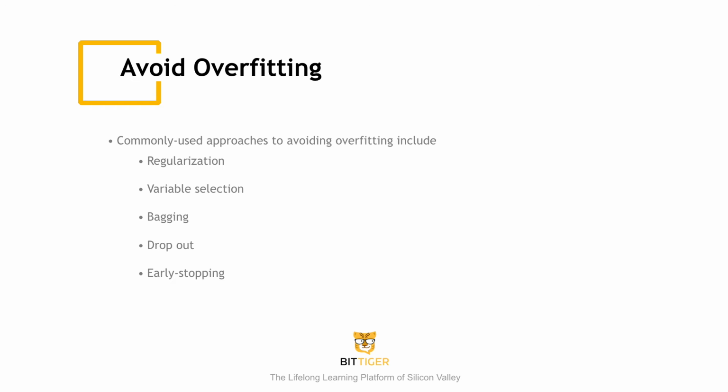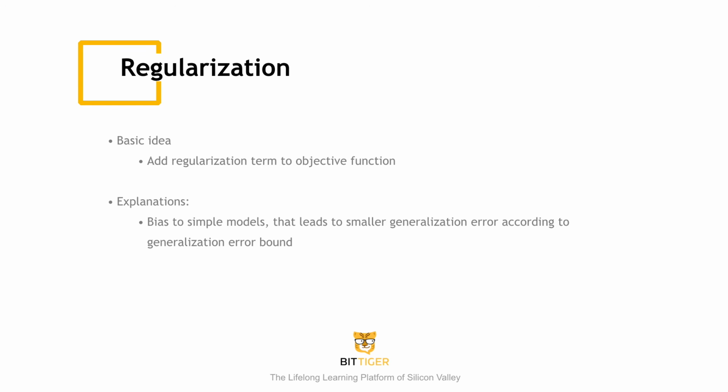Many approaches have been proposed to avoid overfitting in training machine learning models. Here, I'll describe 5 commonly used approaches. Those are regularization, feature selection, bagging, dropout, and early stopping. The first approach is regularization.